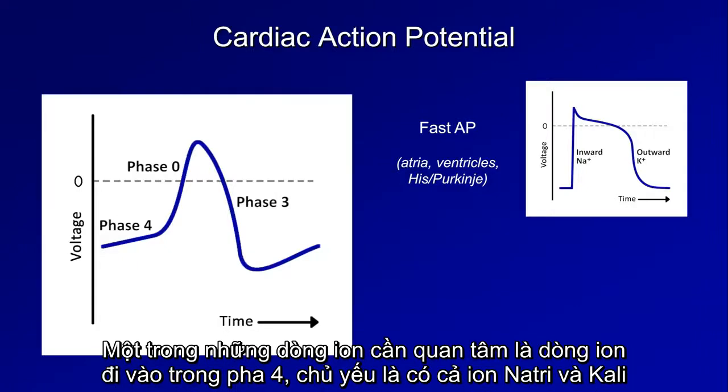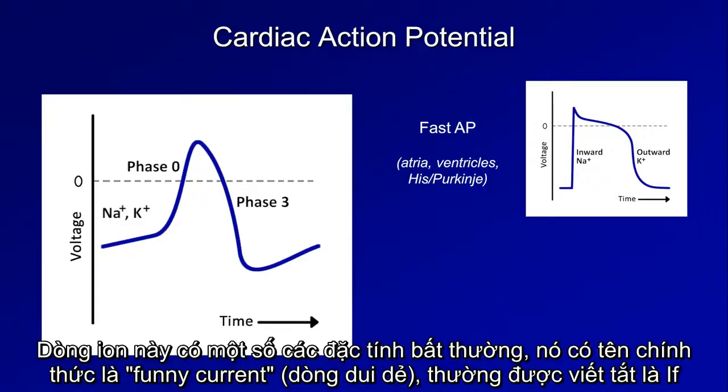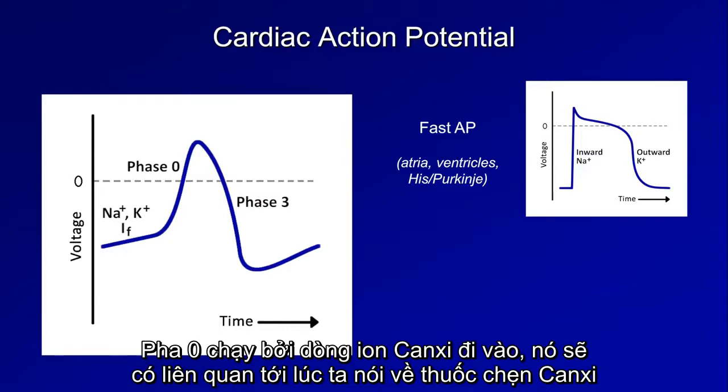One of the primary currents of interest here is an inward current during phase 4 that's predominantly carried by both sodium and potassium ions. This current has a number of unusual features, giving it the amusing formal name of the funny current, often abbreviated IF. Phase 0 is driven by an inward calcium current.